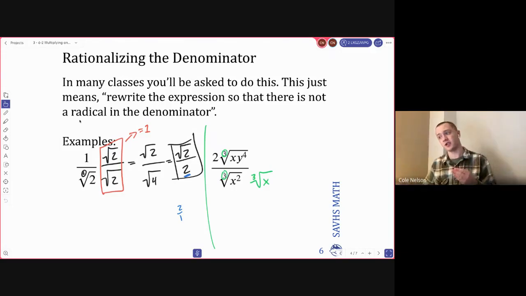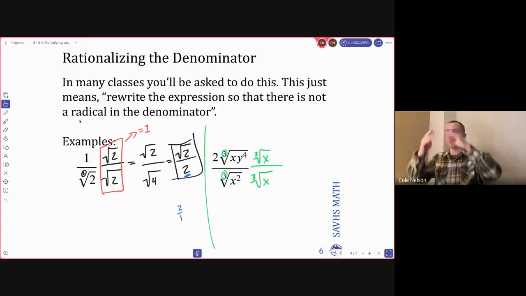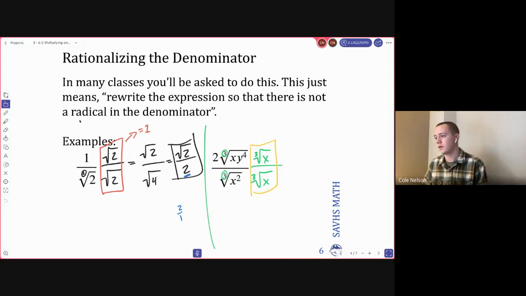But I just changed the value here. So I need to compensate by changing the value of the top also the same way. So we're going to multiply by a clever form of 1 where the top and the bottom are the same. This is all equal to 1. So I didn't change the value at all, but now I have something in the bottom that I can get rid of the radical with.